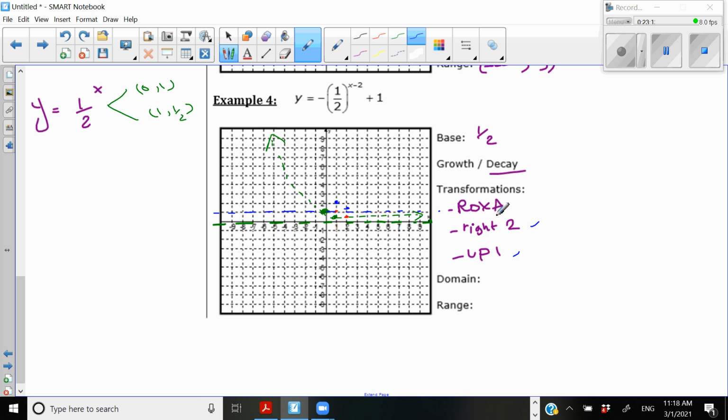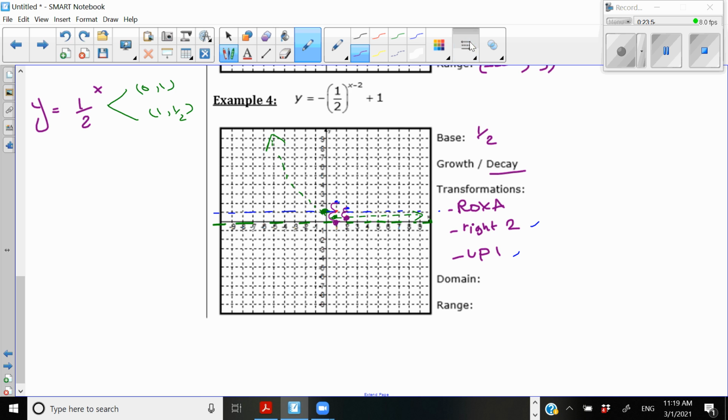Now the last one is reflection over the x-axis. So these 2 points need to be reflected over this asymptote basically. I'm going to use another color. This point, which was here, was 1 unit above the horizontal asymptote. Now it's going to be 1 unit below that. This is my new point. And this one was half a unit above, now it's going to be half a unit down because it's reflected. So these are my new points.